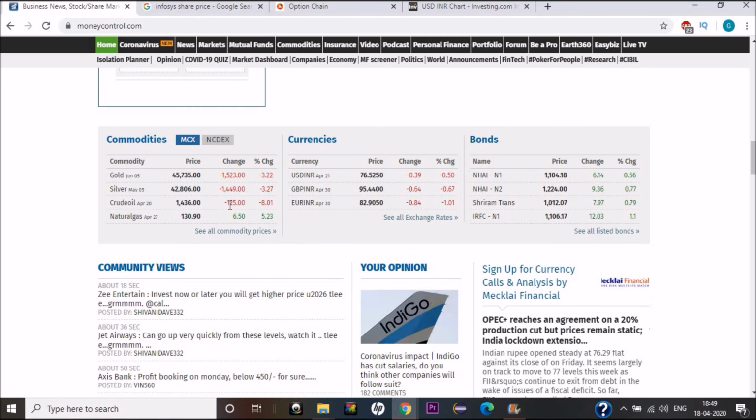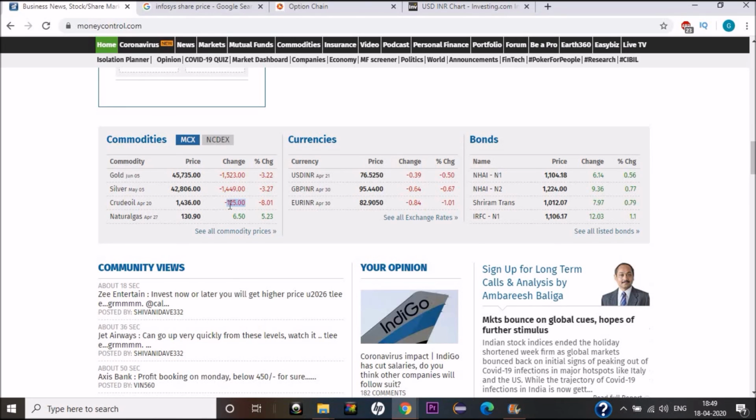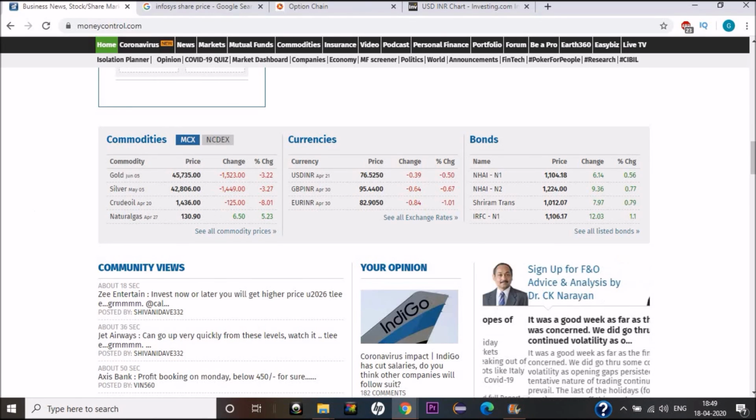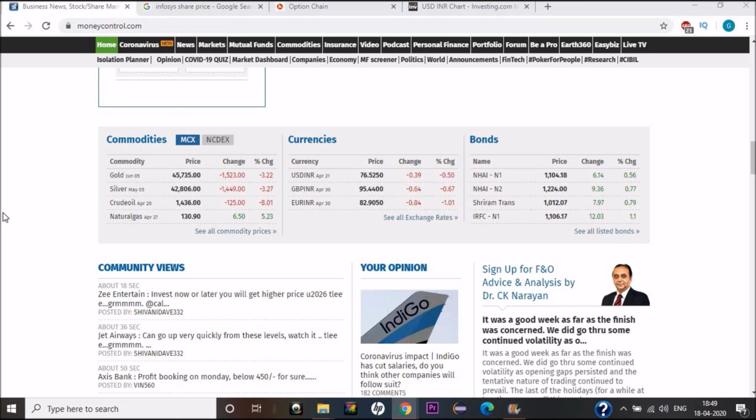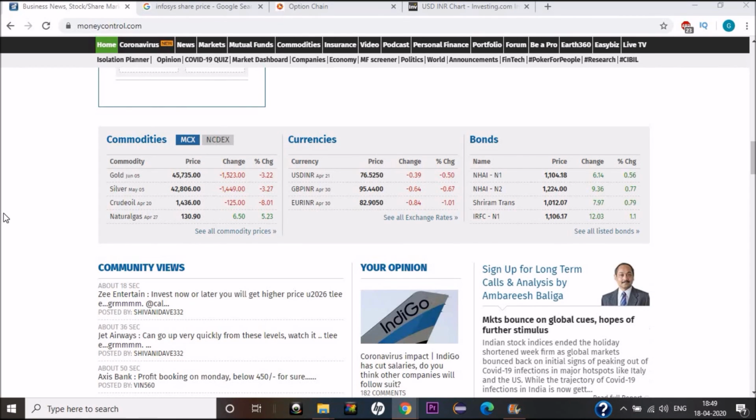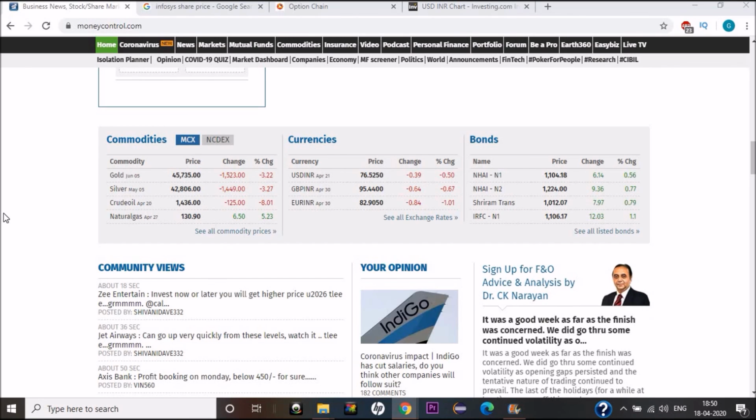But one thing, be aware that crude fluctuations are sometimes quite unpredictable. Let's say there is a war between the US and the Middle East countries. Middle East countries are among the biggest exporters of crude, and if there is a war going on, they'll stop the crude supply. Demand gets higher than the supply, so the price fluctuations are quite unpredictable at times.